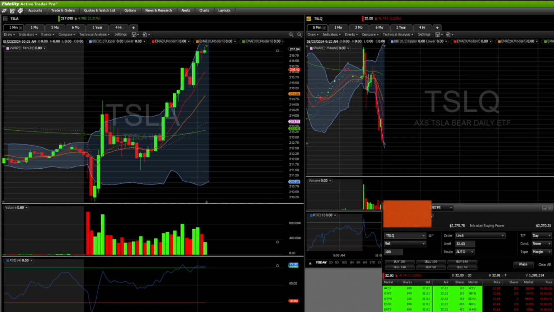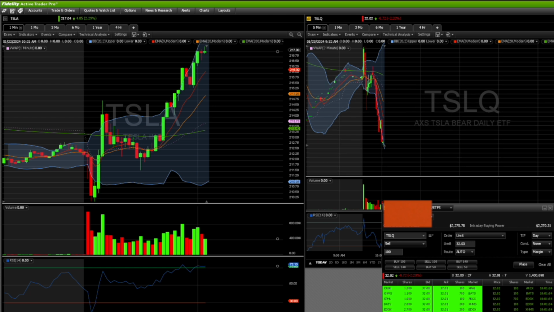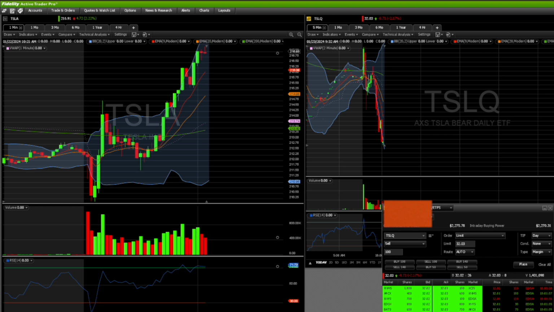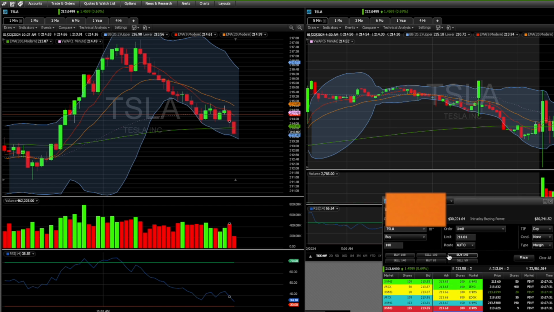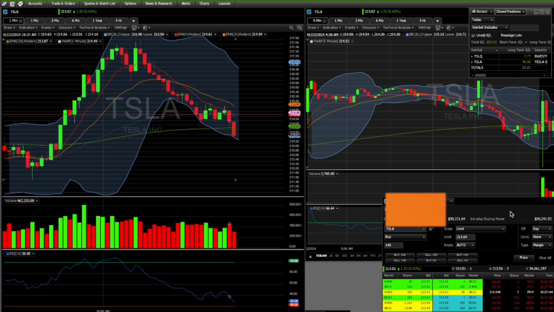Let's let this marinate for a little bit. Jesus, come on. Alright, so let's take a look at this. It's finally selling off. Let's see if we can make some scalps here. Move this over here so you guys can see it. We're gonna try to scalp 213 whole here.